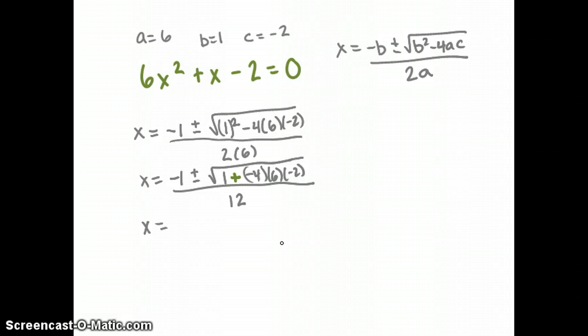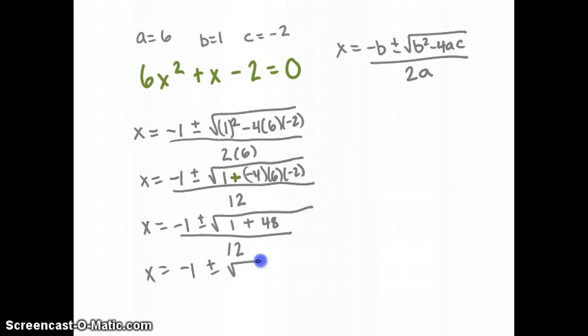We have some multiplication that we need to do before the addition, and in the multiplication we have two negative values, negative 4 times a positive 6 times a negative 2. Will that come out to a negative answer or a positive answer? Hopefully you said positive, because we have a negative and a negative, that makes a positive, times another positive, giving us a positive. Negative 4 times 6 is negative 24, times negative 2 is positive 48, all over our 12. So then we have negative 1 plus or minus the square root of 49, all over 12.